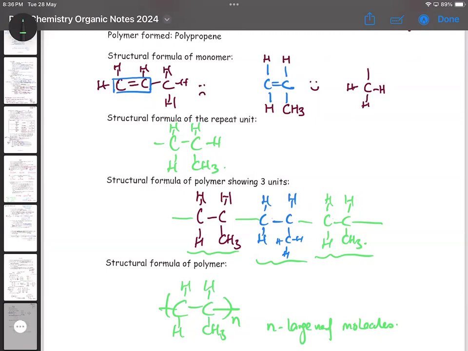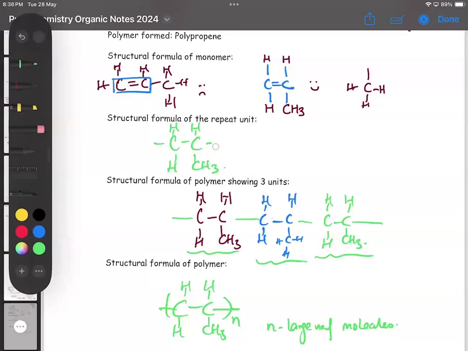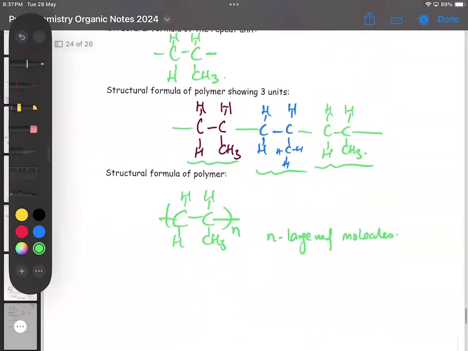Wait, Mr. Jason, for the structural formula of the repeat unit, is there an H at the right side? Wait, why? Accident. Yeah, correct. Okay, no questions.